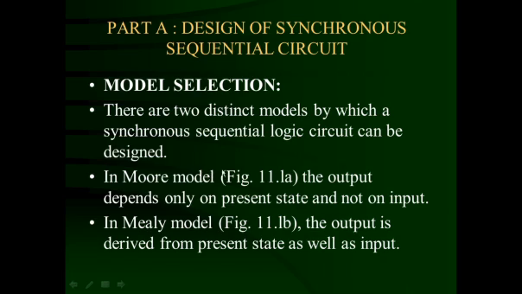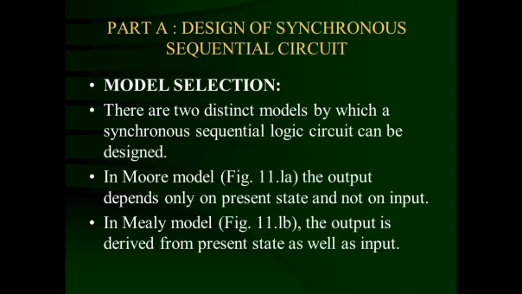In a Moore model, figure 11.1a, the output depends only on the present state and not on the input. So you understand, there are two distinct models by which a synchronous sequential logic circuit can be designed. In a Moore model, the output depends only on the present state of the output and not on the inputs. So it is independent of the input. When the output makes a transition to Qn plus 1, it entirely depends upon the present state of the output, that is, it depends upon Qn only.